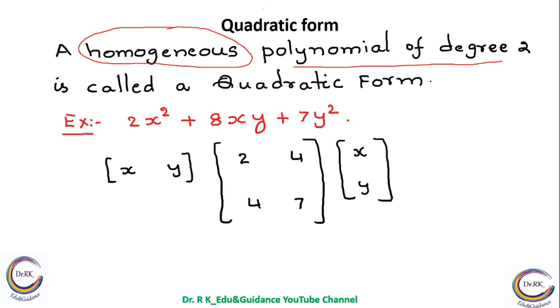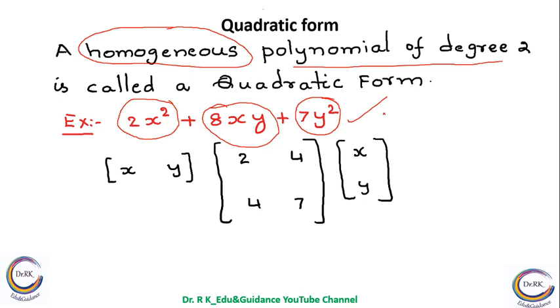2x square plus 8xy plus 7y square. It is a polynomial, and it is a homogeneous polynomial. You see here, this is x square, here it is xy, and it is y square. So it is a homogeneous polynomial of degree 2 in terms of two variables, x and y. That's why this is called a quadratic form.